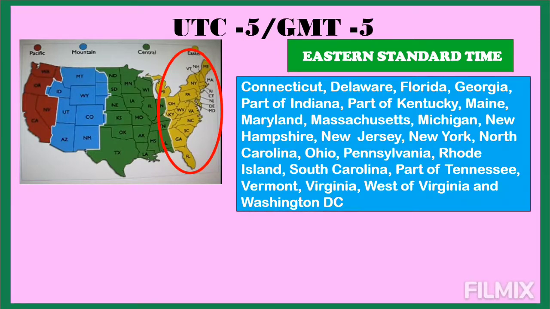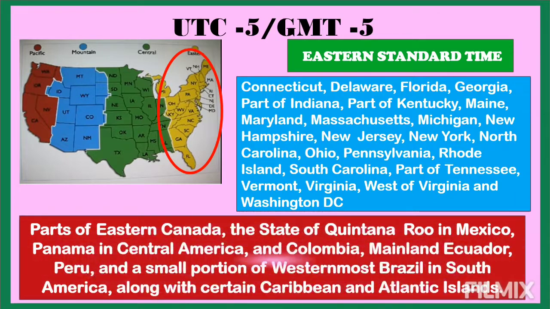and Washington, D.C., and also parts of eastern Canada, the state of Quintana Roo in Mexico, Panama in Central America, and Colombia, mainland Ecuador, Peru, and a small portion of westernmost Brazil in South America, along with certain Caribbean and Atlantic islands. Okay, these are all parts of UTC negative 5 or 5 hours behind Coordinated Universal Time.